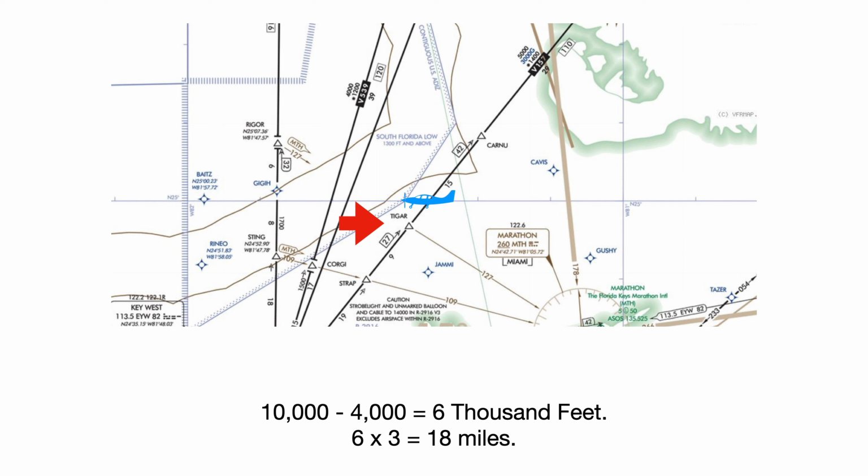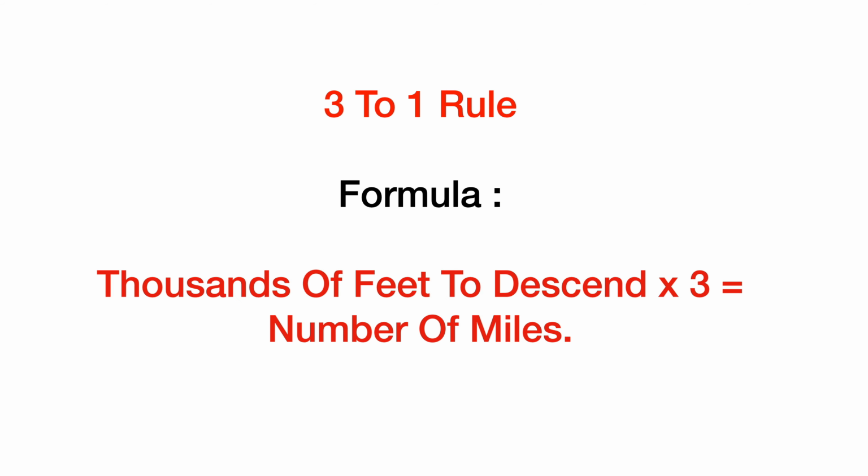We're going to talk more in some other questions as to rules of thumb. Many people add 10% just so that they don't get themselves in trouble with the possibility of having to slow down, that type of thing. But the answer to that question is 6 times 3 equals 18 miles. So it's number of thousands of feet times 3 equals 18 miles. So it's the 3-to-1 rule.